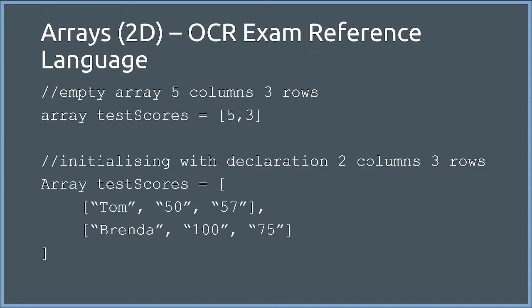So in OCR exam reference language, you can see this is how it would look. It's very, very similar to as it was before. So here's an empty array, 5 columns, 3 rows. And what's important to know is an array of arrays. So the outer array has 5 spaces in, and then each inner array has 3 spaces within that.